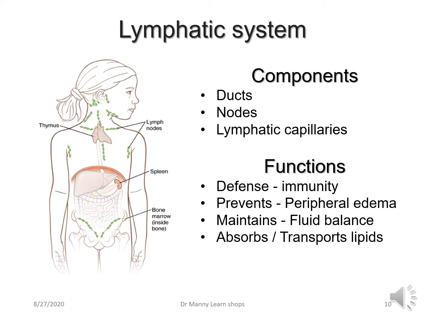Then you've got the lymphatic system, and the lymphatic system consists of ducts, nodes, and vessels and capillaries. Its functions are immunity, to defend you, prevent excessive fluid in the body, peripheral edema, and maintain fluid balance. It absorbs and transports fats.